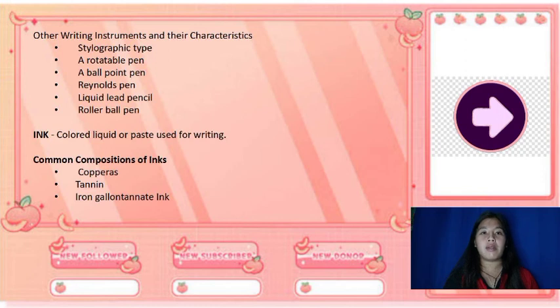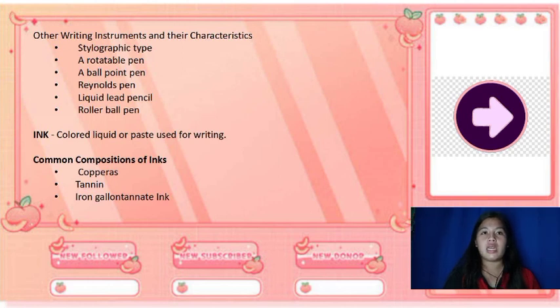Liquid lead pen. It is a ballpoint with an erasable graphite ink introduced in 1955 but phased out during the early 1960s. Roller ball pen. A ballpoint with a free-flowing ink similar to that used in fountain pens, introduced in late 1979.